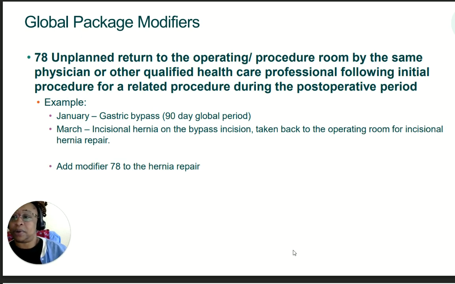78 modifier example. This states that it was an unplanned return to the operating room by the same provider or qualified professional. So, for example, in January a gastric bypass with a 90-day global period was done. In March, they came back and had an incisional hernia on the bypass incision, taken back to the operating room for the incisional hernia repair. It's going to be a 78 modifier that's added to the hernia repair because it was an unplanned return to the operating room. Okay.